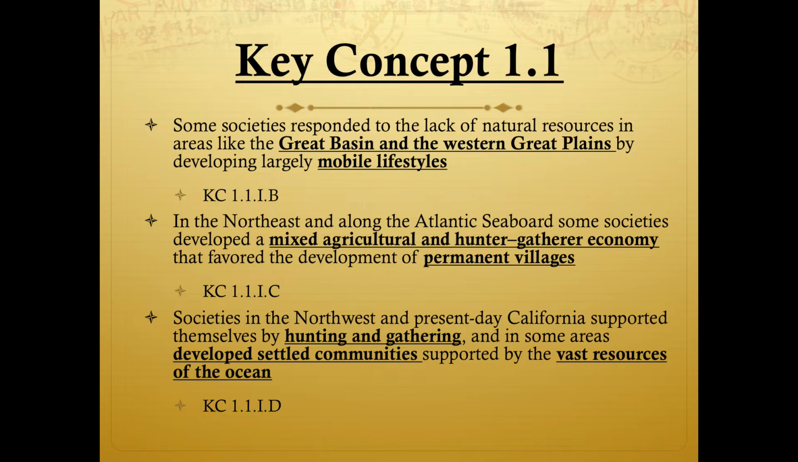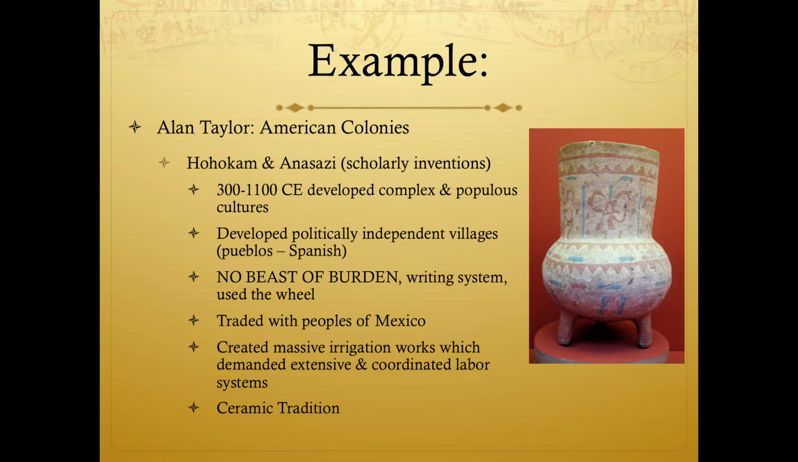And then in what is the Northwest and present-day California, we'll get that really towards the end, but again, hunting-gathering societies whose vast resources were dependent upon the ocean, which is quite obvious. If you're in California, up to what is present-day Washington State and Oregon into Canada, you'd understand why the ocean would be very important to these societies. Here's an example.